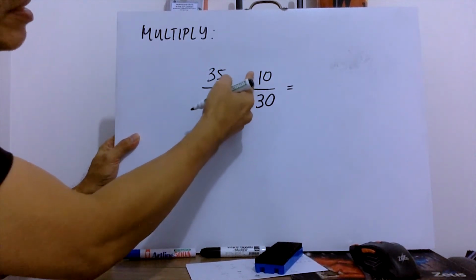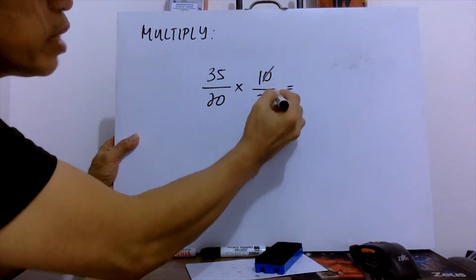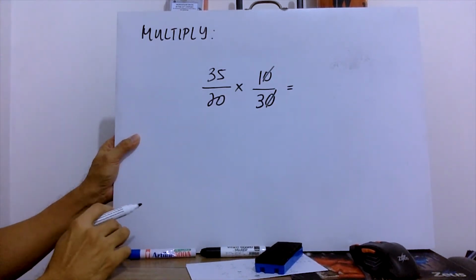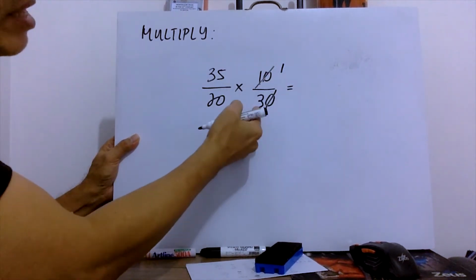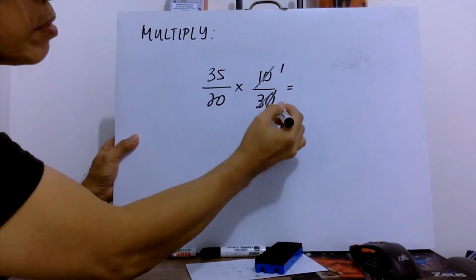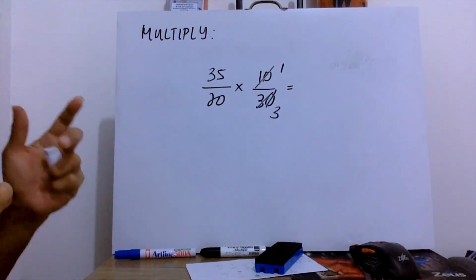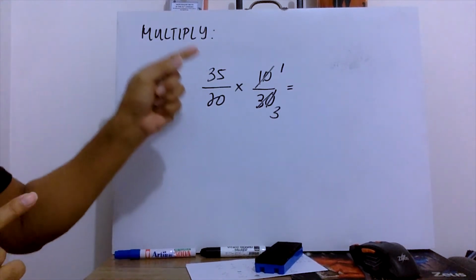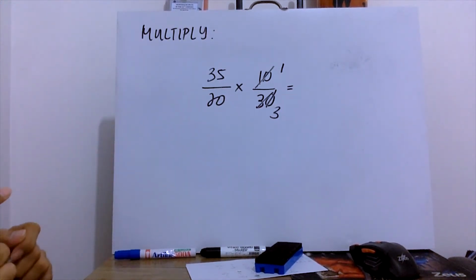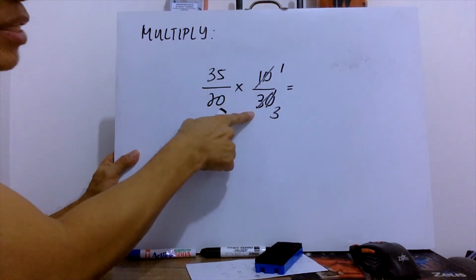Look at this. 10 and 30, I can just cancel the zeros, right? Or I can divide this by 10, 1. I can divide this by 10 also, 3. Okay? In other words, whatever divisor you use in the numerator should be the same divisor you use in the denominator. If I divided this by 10, I should divide this by 10 also.